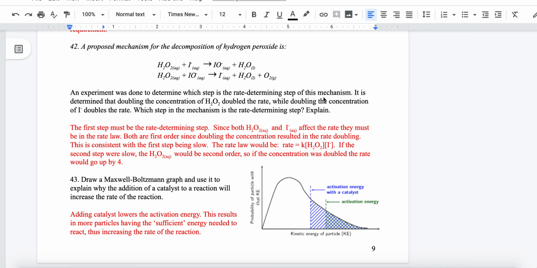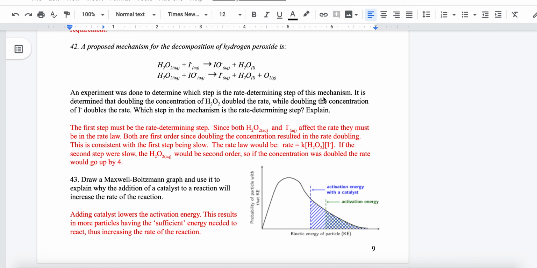So you just have to work out, well, if that's the case, which step has to be slow to get my hydrogen peroxide to be first order? And the answer there is the first step. Because if it wasn't the first step, the H2O2 would be second order, and that wouldn't work.